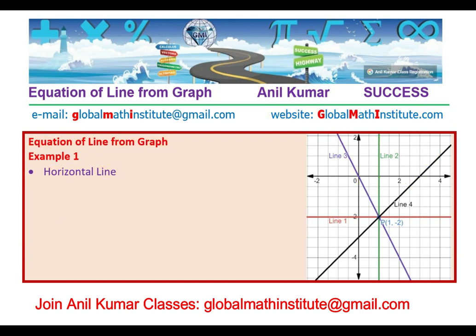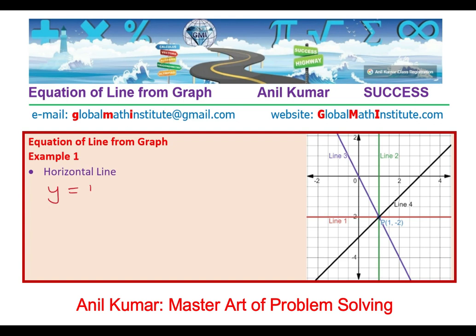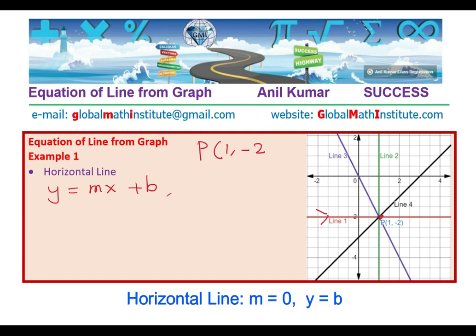So, question number 1: how do we write the equation of a horizontal line? Generally, we write the equation in the form y equals mx plus b. Now, if the horizontal line is being considered, you will notice that it goes through a point P, which is (1, -2). You see that at every point, the y value is exactly the same, and y is equal to -2. So that becomes the equation of the line.